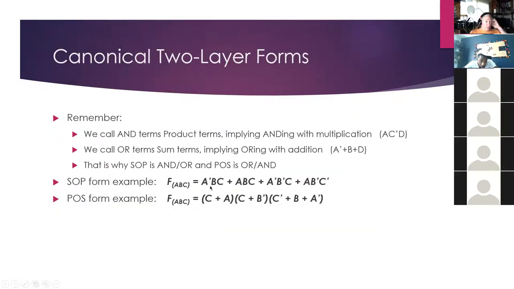Remember your SOP form would look like this, and your POS form would look like this. This is just an arbitrary example. We call the AND terms products, and the OR terms sums, implying ORing. So multiplication is used to represent ANDing, and addition is used to represent ORing. There is actually no such thing as multiplication and addition in switching logic. We're just stealing those words from normal algebra. So when we write A times C prime times D, we're really saying AND A, C prime and D together. And here when we add A prime, B and D, we're just saying OR A prime with B and D.